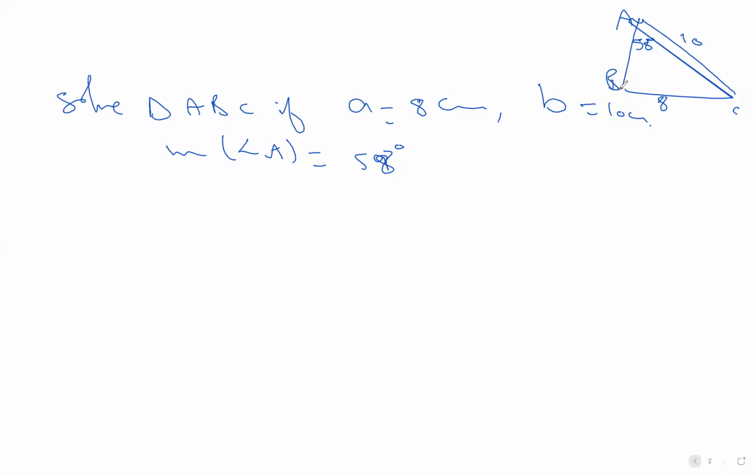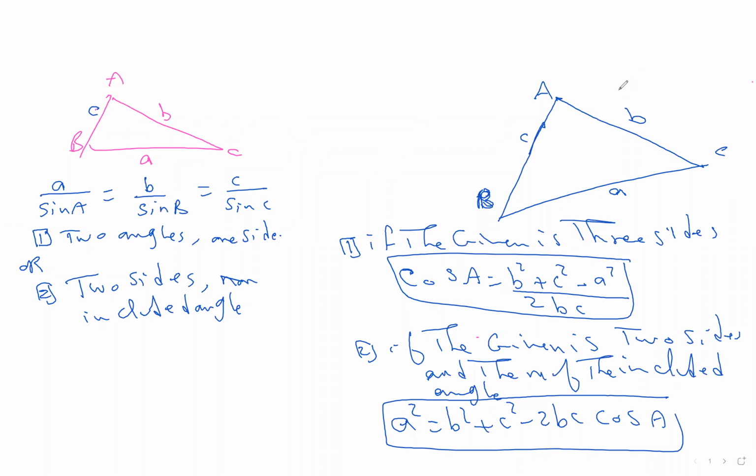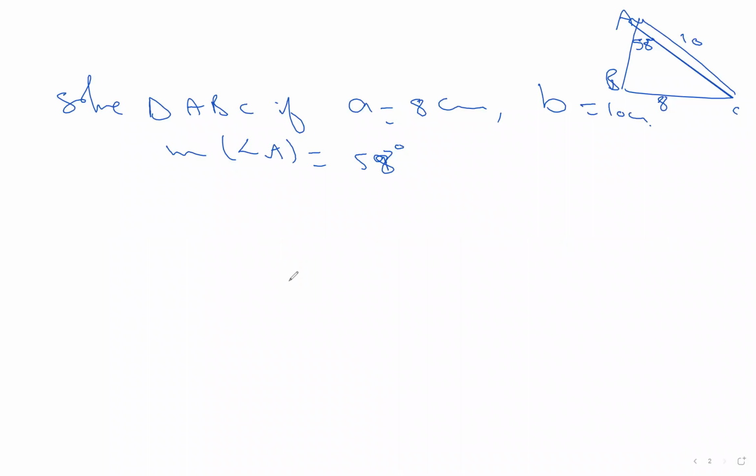I said if you have two sides and a non-included angle, use the sine rule. So we are going to use the sine rule. If you use the cosine rule you cannot complete the solution, because the given does not fit the cosine rule. The given fits the sine rule.